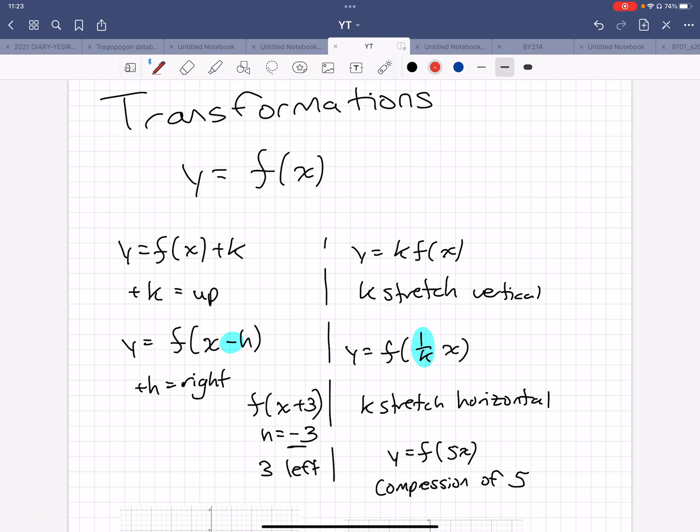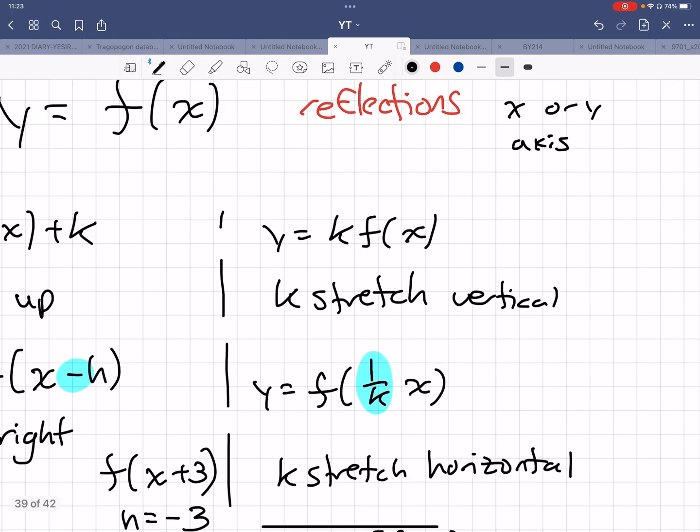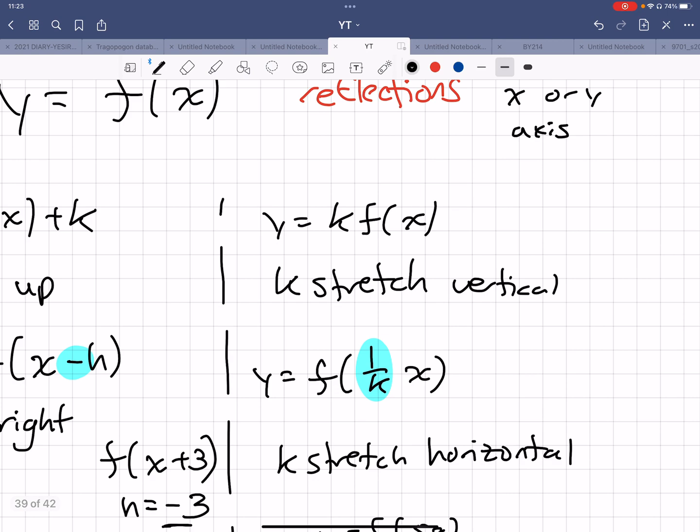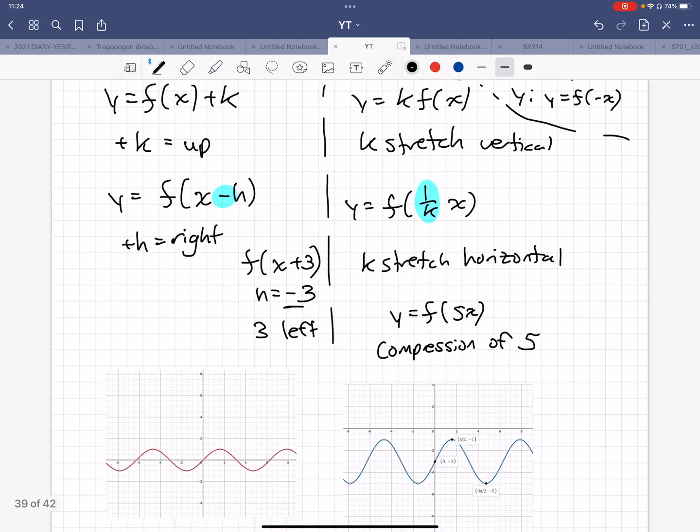And another thing is there are things called rotations and reflections. But it's really not necessary, because you really only need to reflect around the x or y axis. If we reflect in the x axis, we're negating the value of y, so we can just say y equals negative f of x. Whereas for the y axis, we're just negating the value of x, so y equals f of negative x. So you can pretty much work your way around needing to learn rotations and reflections.